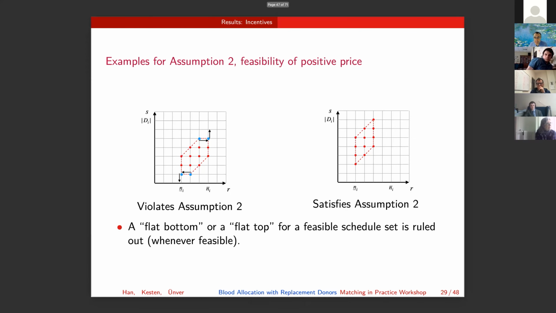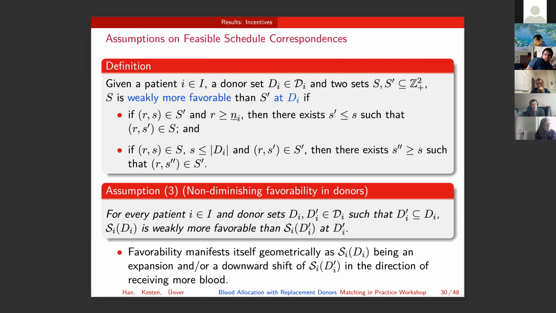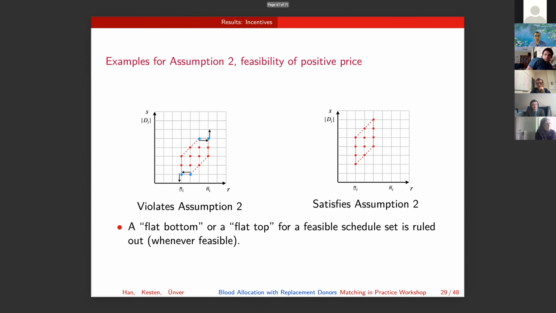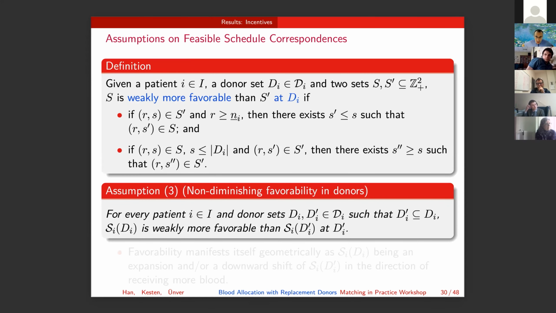And finally, let me give you the last assumption. Again, this is kind of difficult to understand if you try to read it. The thing I want to say is the following. So until now, all the assumptions are about fixed donor sets. I said that there is this nice diamond shape in the positive orientation of these sets' boundaries. That's all I said. And these two assumptions, except at the boundaries, give that shape.